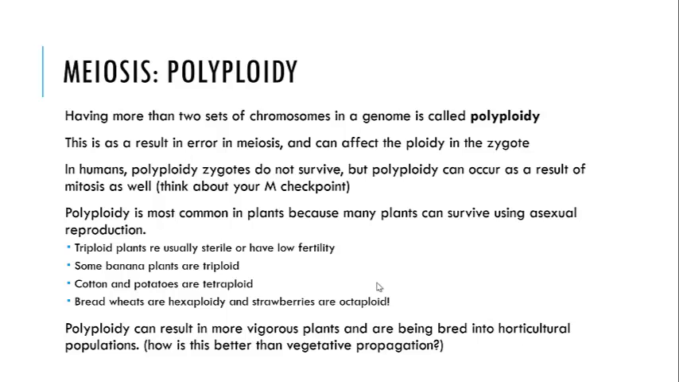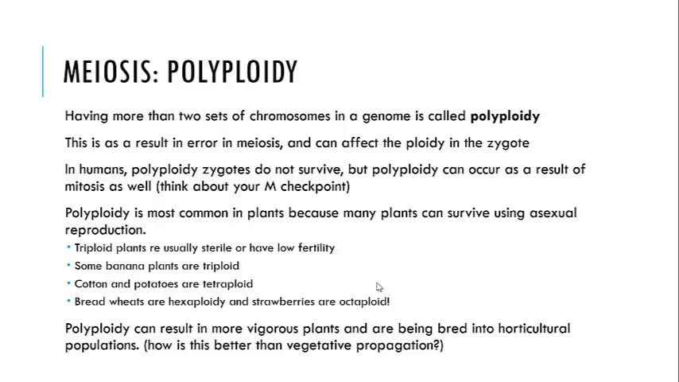So think about it in regards to your M checkpoint. When we're at that metaphase checkpoint in mitosis, we're thinking about, are they lined up correctly? Is everything attached properly? If only one of our centromeres is attached and we go through anaphase, it's going to pull back, and we're going to have that polyploidy occurring in one side of the 2 cells that we're about to produce. Now, polyploidy is common in plants because many plants can survive using asexual reproduction.